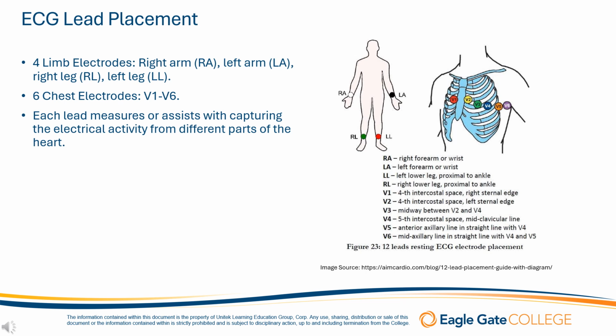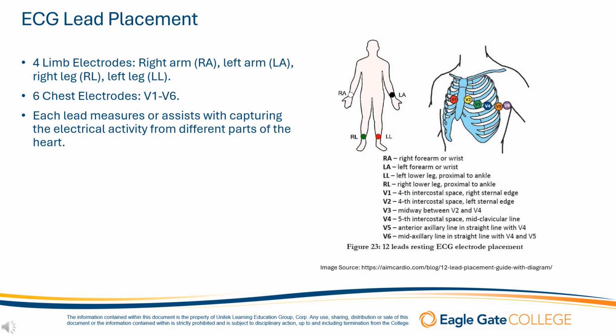The right arm is going to be placed on the wrist or upper arm, and this measures electrical activity from the right side of the heart and serves as a reference point for other limb leads. Then we have one that goes on the left arm, typically again on the wrist or upper arm. This measures electrical activity from the left side of the heart and serves as a reference point for the other limb leads.